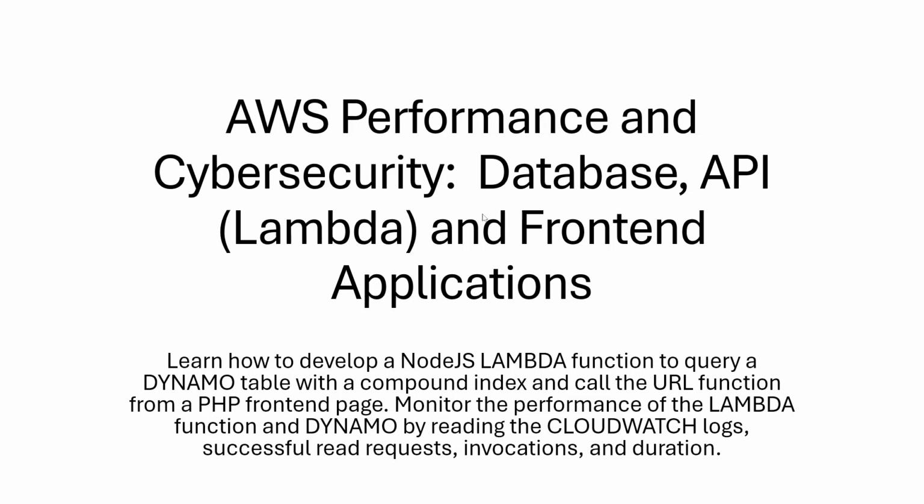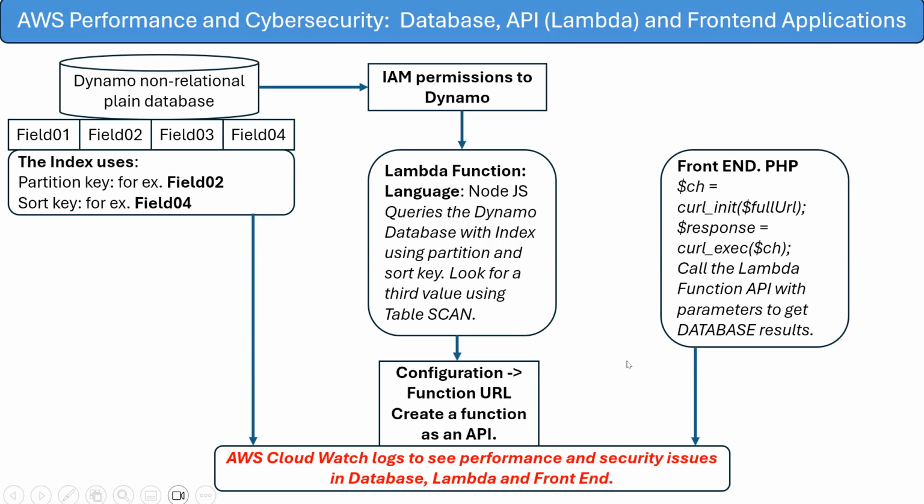Okay, so in this course, we are going to see the AWS performance and cyber security. We will develop a Node.js Lambda function to query a Dynamo table with a compound index and call the URL from a PHP front-end page.